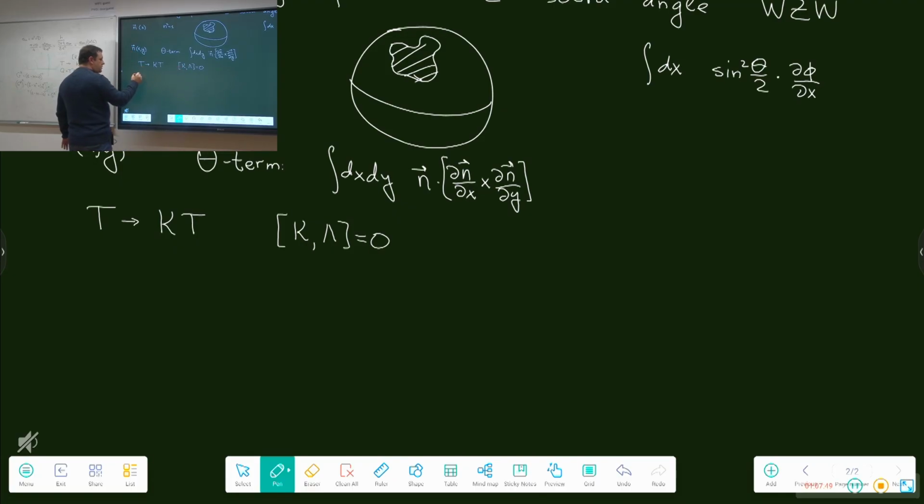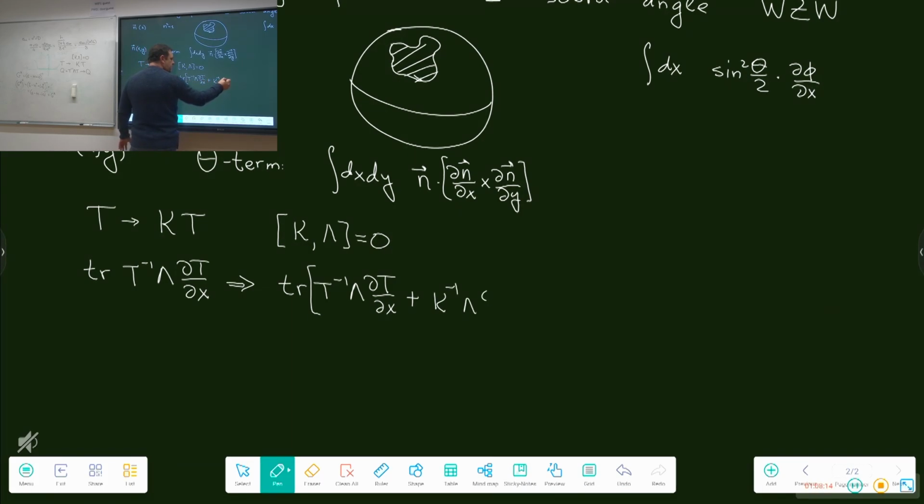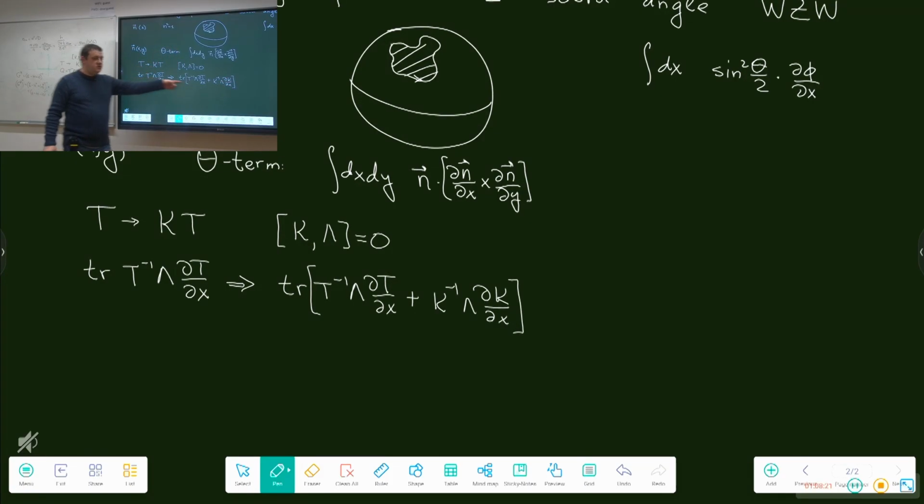The WZW term has a trace of t inverse lambda dt by dx. It transforms into itself, trace t inverse lambda dt by dx, plus k inverse lambda dk by dx. If we do a gauge transformation, this term changes.